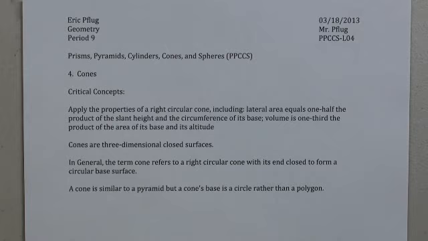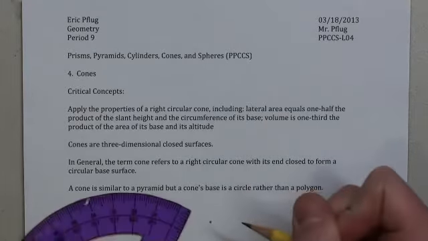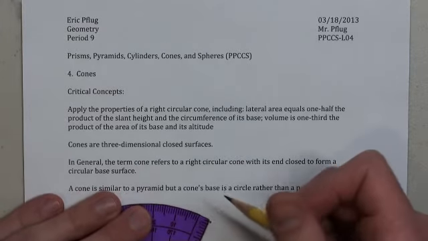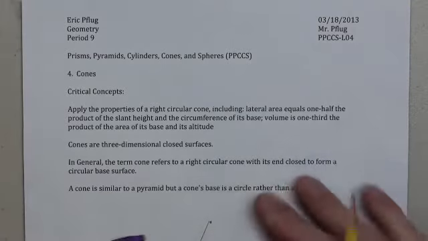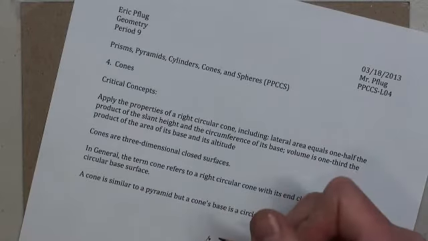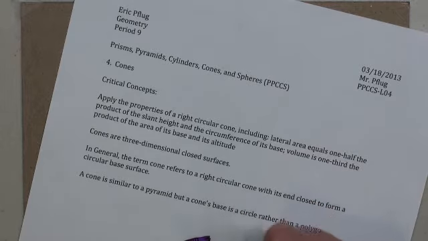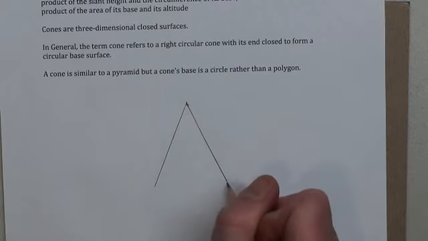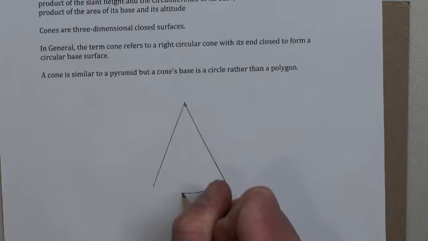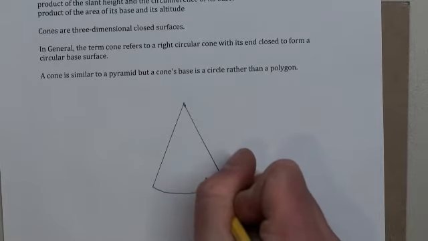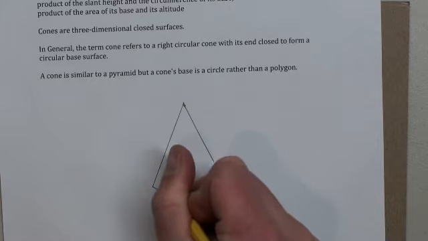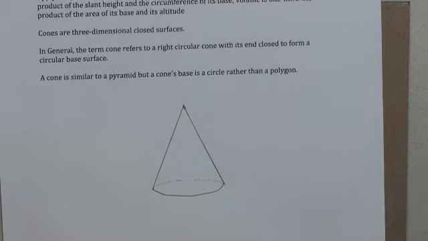Okay, so let's draw a picture of a cone. We have an apex, right? So that's what the top of a cone looks like, and then to show that it's a circular base, we make the bottom curved, right, like that. And we can also show with a dotted or a dashed line the hidden part behind it.